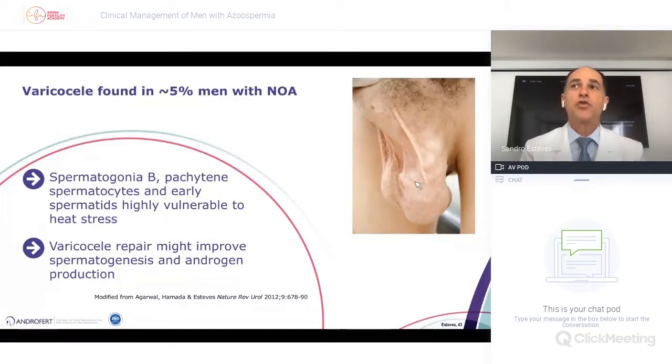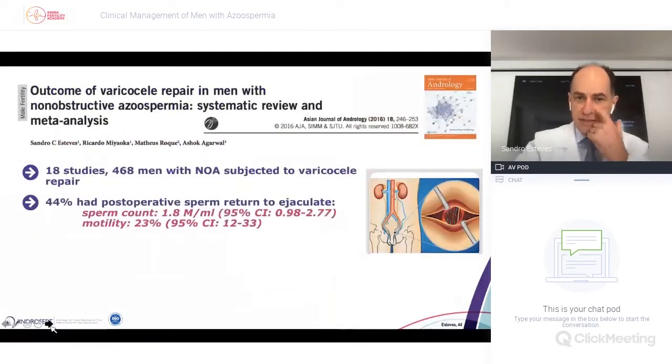Well, these are the varicoceles that could actually be treated, and eventually you could provide some beneficial effect in terms of sperm production. Why? Well, because the spermatogonia, the spermatocytes, and the spermatids are highly vulnerable to heat stress. And what the varicocele produces is heat stress. So the varicocele repair might improve spermatogenesis and androgen production in selected patients.